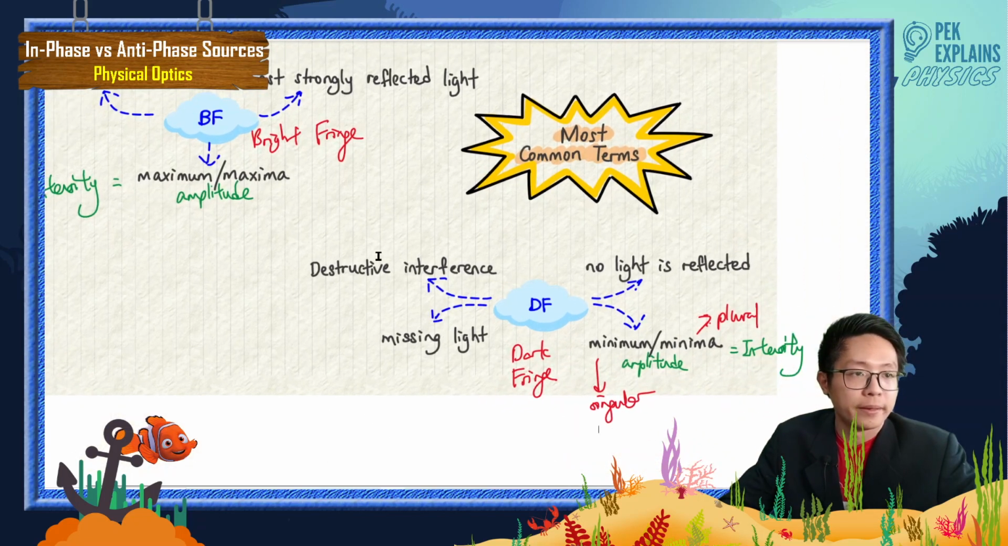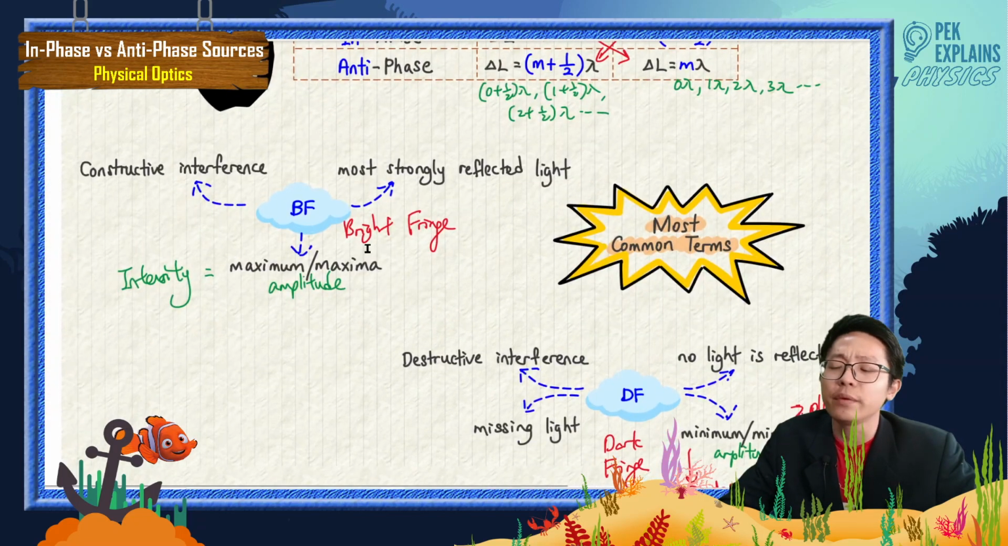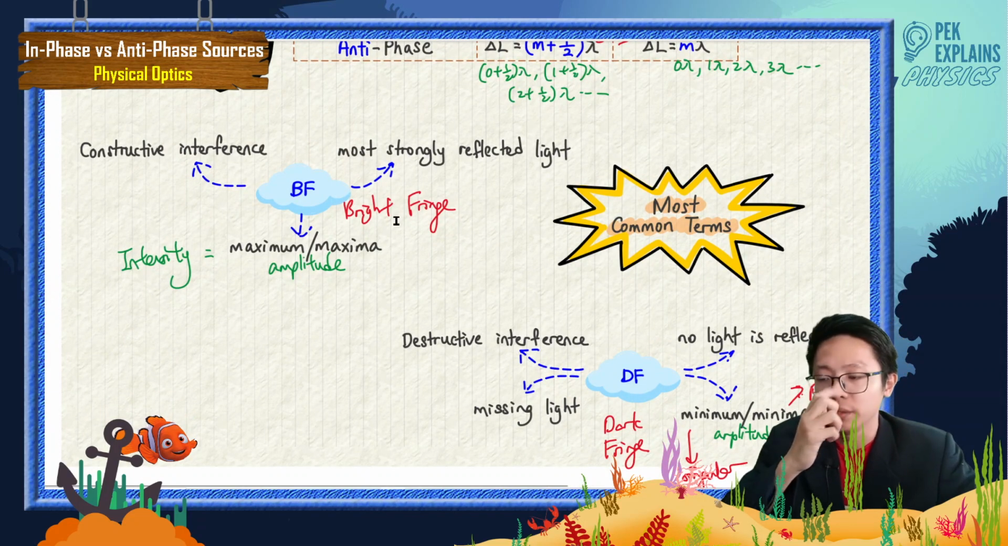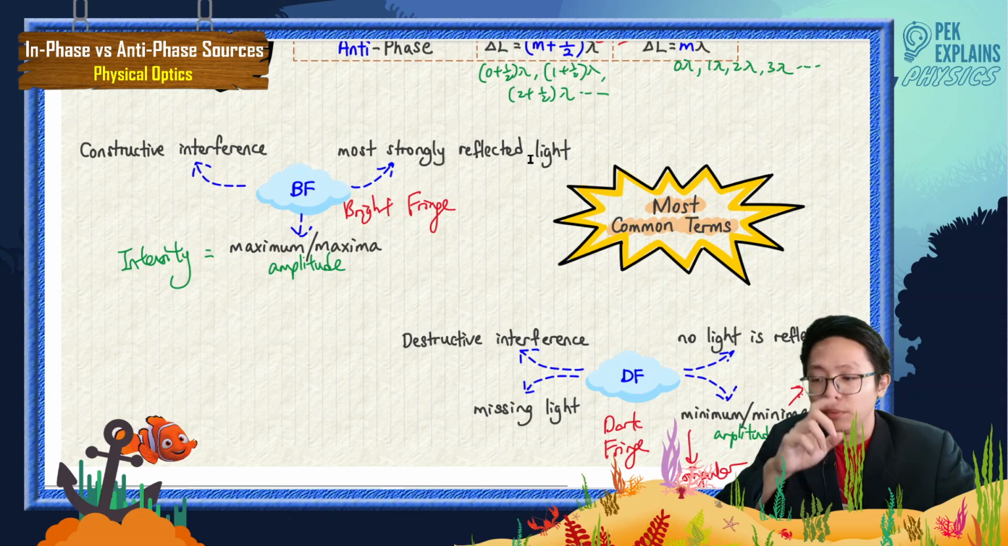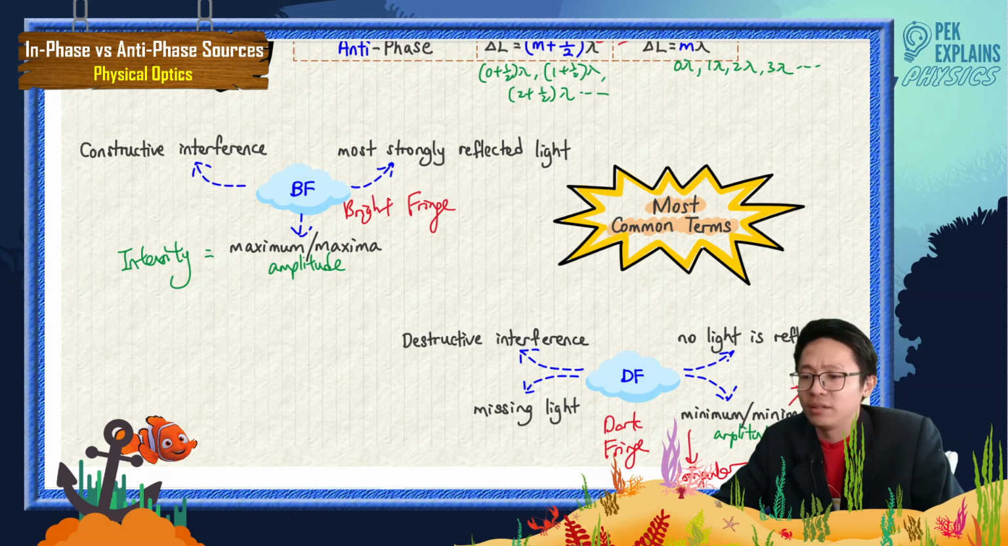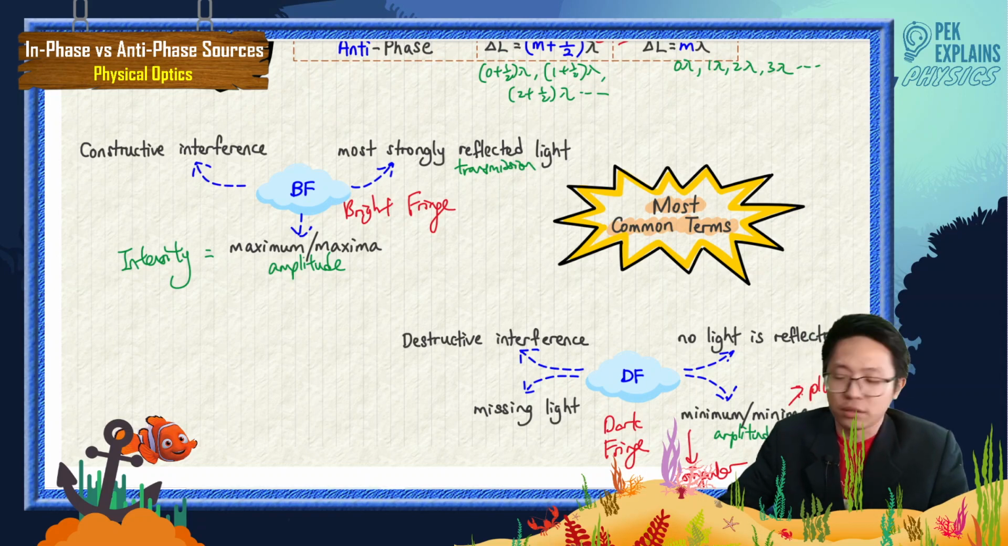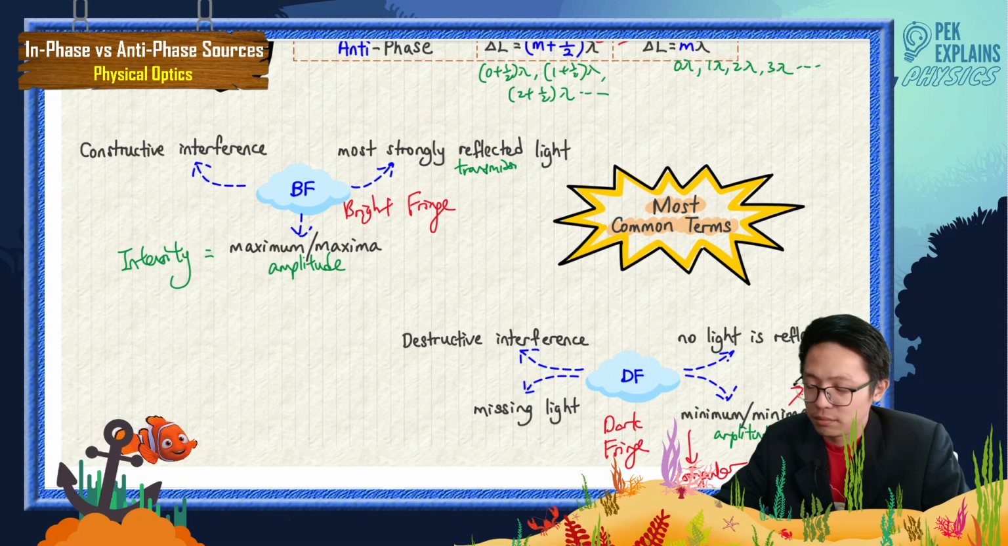And then sometimes the keywords for bright fringe. We also have of course constructive interference for the bright fringe. Constructive interference means it forms bright fringe. And this one, most strongly reflected light. Sometimes it could be reflected or maybe transmitted, sometimes because of refraction, you see. Sometimes transmission means transmitted.